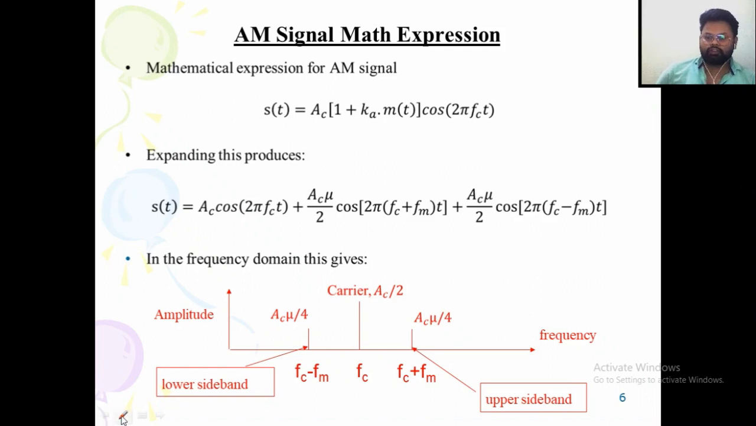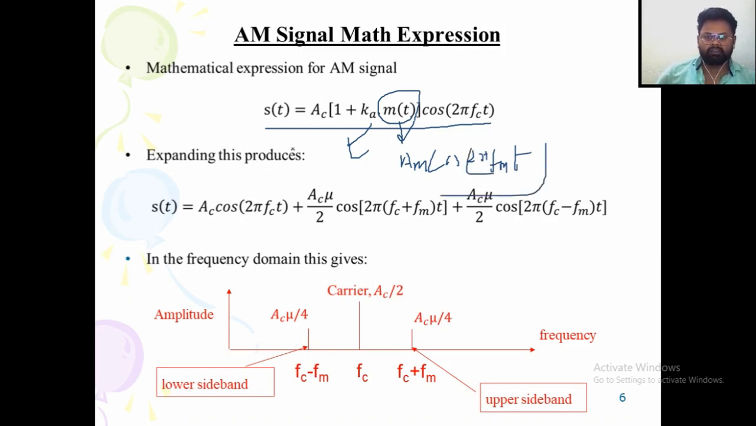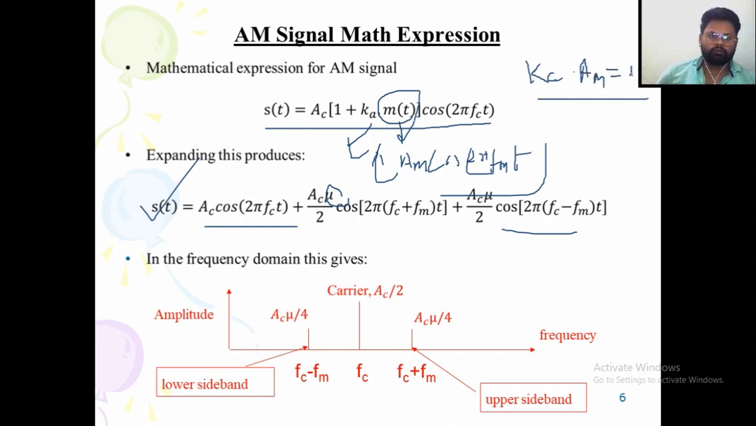Now the expression of this amplitude modulation, we are going to expand. We put M of T as AM cos 2 pi FMT. If you put the message signal expression and solve it, we will get these kinds of equations, where mu is the multiplication of KA and AM.